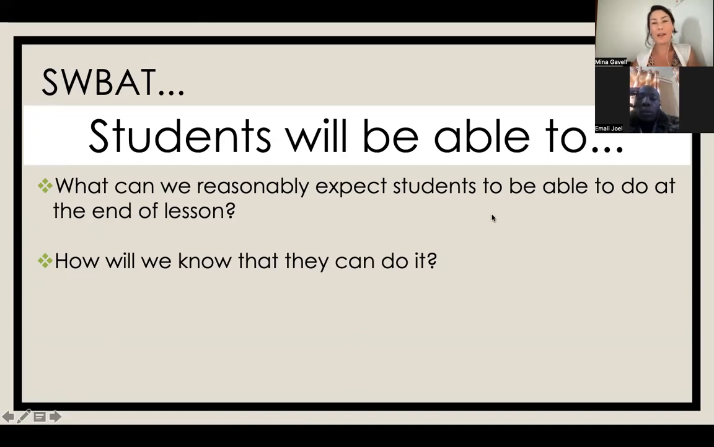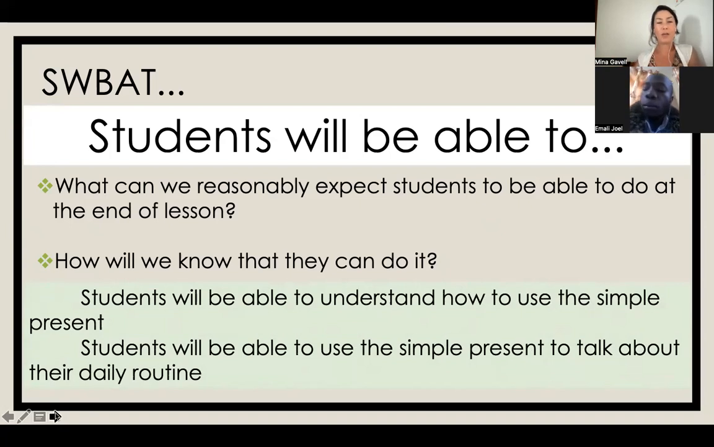The other important thing about this is that the objective needs to be clear. Otherwise, how will we know that the students have reached the objective? So here we have two objectives. One says the students will be able to understand how to use the simple present. And the second one says students will be able to use the simple present to talk about their daily routine. So these are both objectives that deal with the simple present, but one of them is a well-written objective and one of them is not.